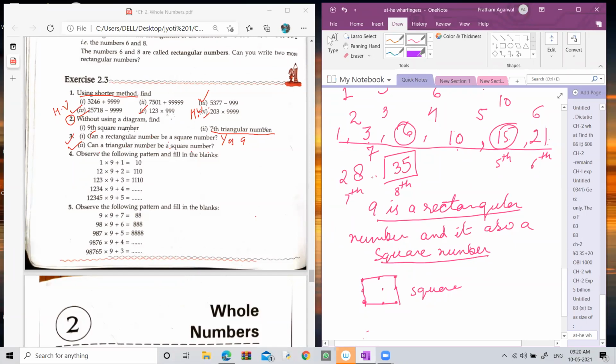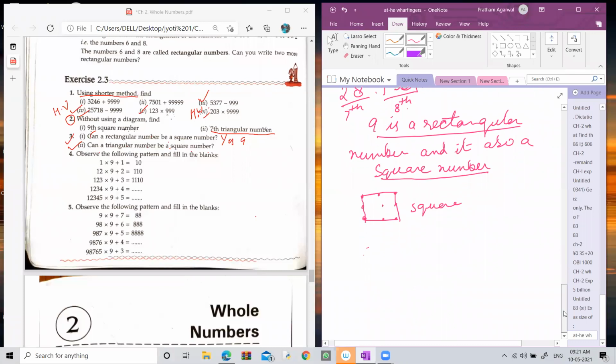Can a triangular number be a square number? I think the 8th square number is 36. Okay, fine. Let's see. When you add 15 with 6, it becomes 21. When you add 7 with 21, it gives you 28. And when you add 8, it gives you 36. So the next triangular number is 36. The 8th triangular number is 36.